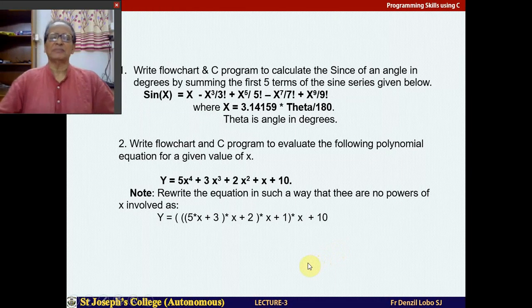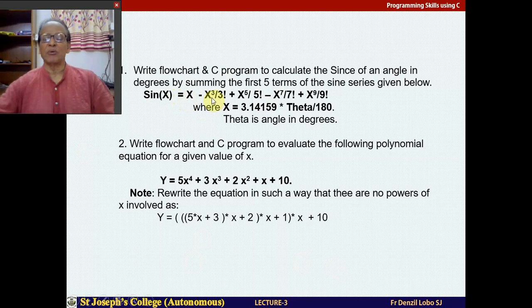Now your task. I have explained to you completely how to write a flowchart for cos of x. Now your task would be to write a flowchart for sine of x. As you see, it's a similar series, but in this case the first term is x. How do you know the first term is x? You know sine of 0 is 0. Therefore, the first term has to be x.